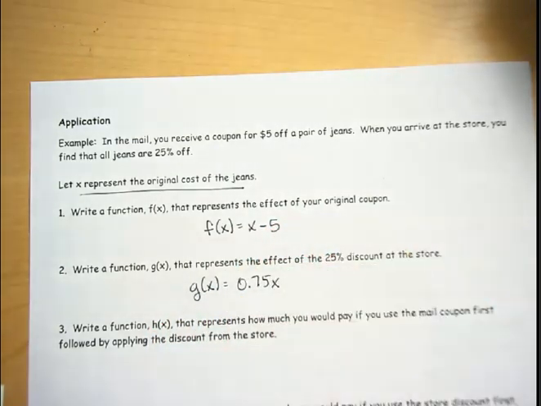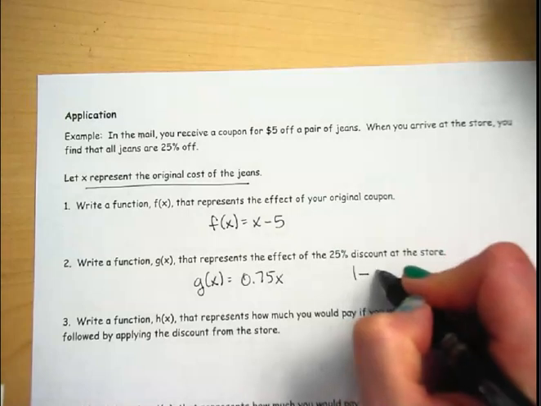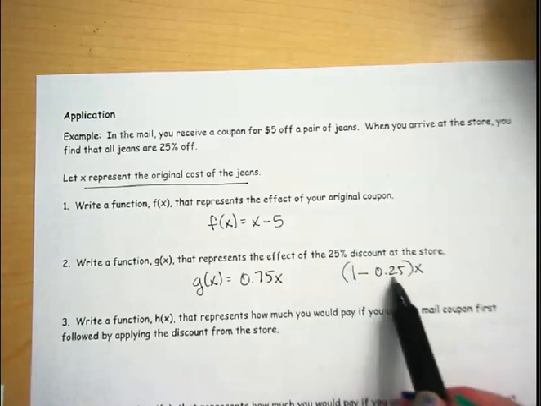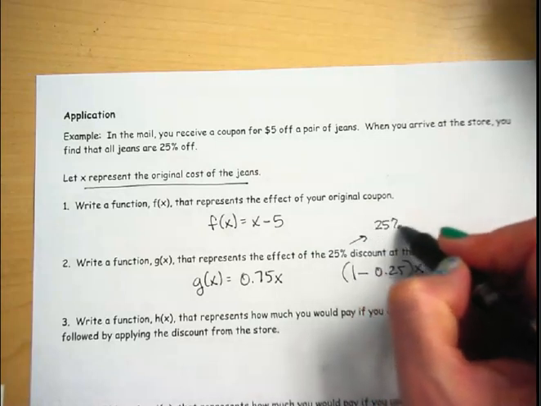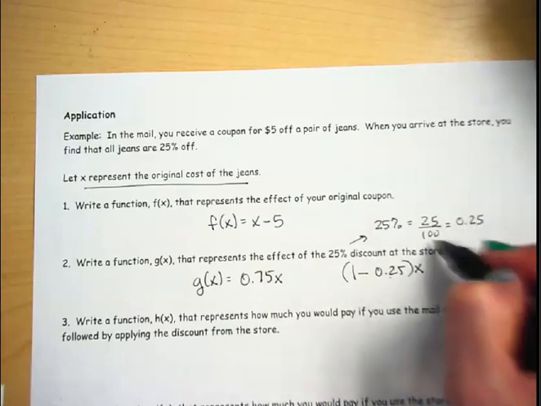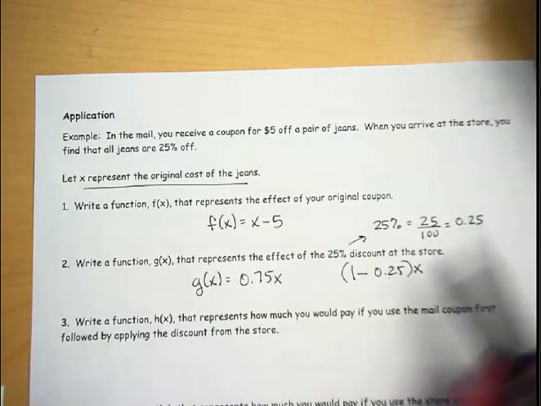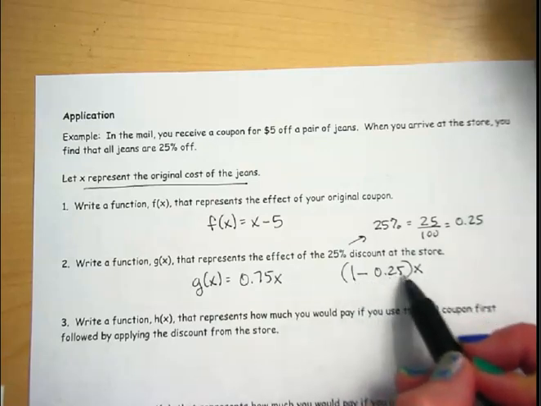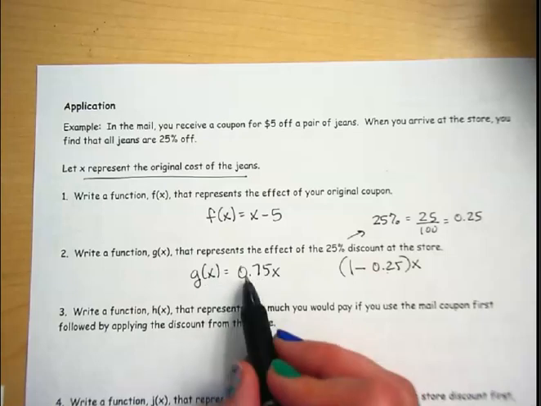g of x equals 0.75x. Okay, or maybe you wrote 1 minus 0.25 times x. 1 means 100%, 0.25 means 25%. Remember that the percent means per 100. And we don't do math on the percent, we convert it to a decimal first by dividing by 100. And so 25% is 0.25 as a decimal, 100% is 1. So if you're subtracting off the 25% discount, you end up paying 75% of the total cost. So this is my function that I'll be using.